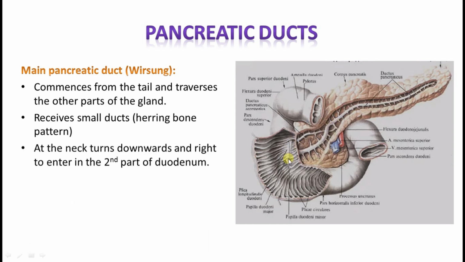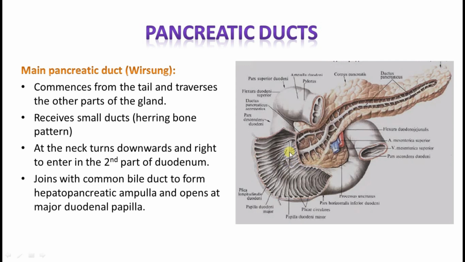opens into the major duodenal papilla after turning downwards and right to enter the second part of duodenum. Before opening, it will join with the bile duct. Here you are able to see the bile duct intraduodenal course, and form a dilatation which is called the ampulla of Vater or hepatopancreatic ampulla, and opens at the major duodenal papilla, which is 8 to 10 centimeters below the pylorus of the stomach. So that is the main pancreatic duct of Wirsung.